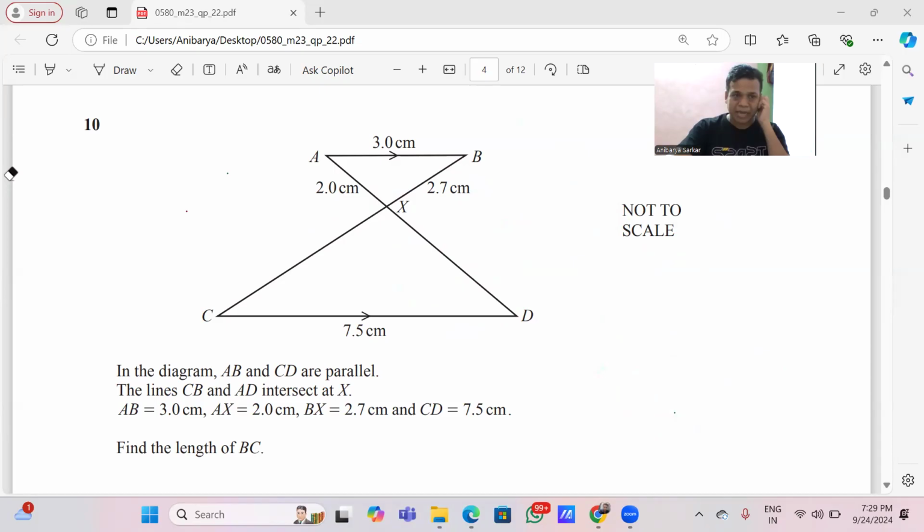These lines and this line are parallel. It is given. This line and this line are parallel. No problem with it. Now, what we have to find out? We have to find out the length of BC, this line.